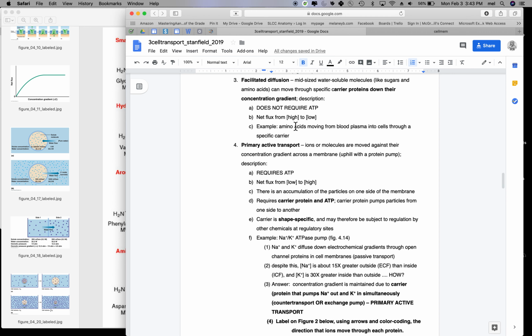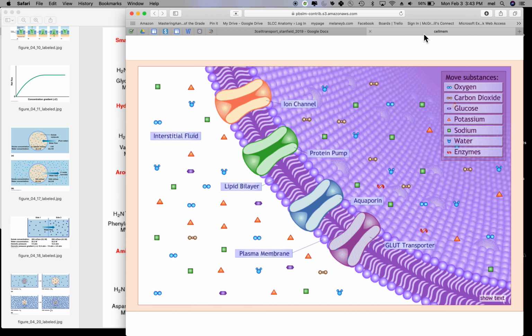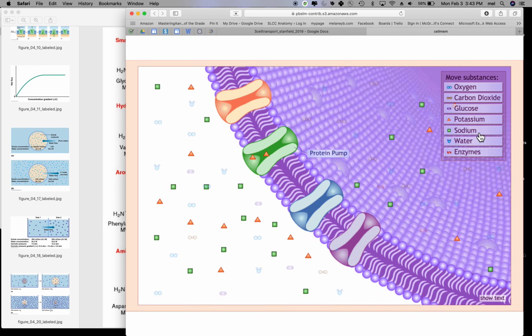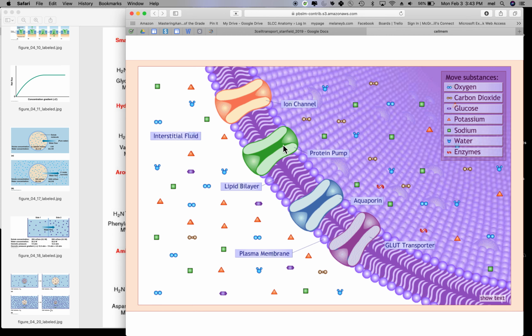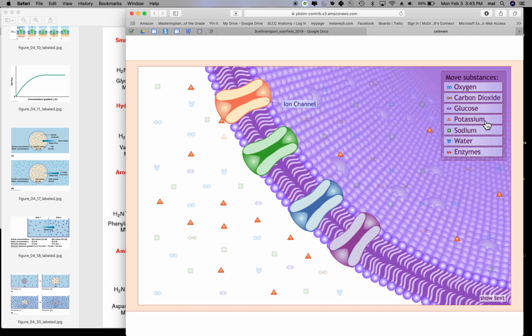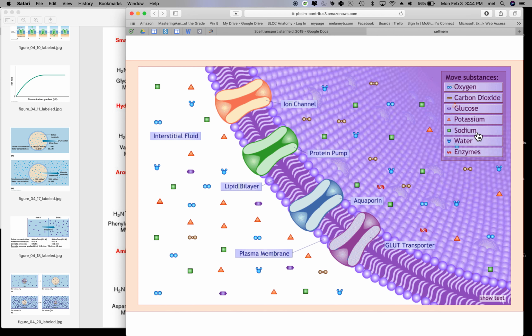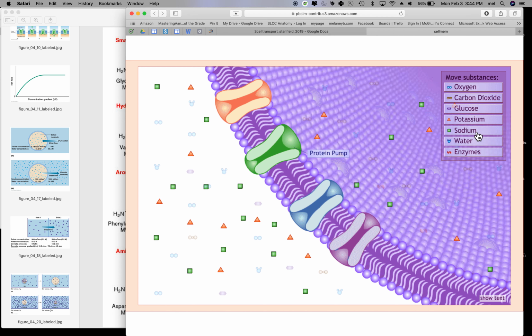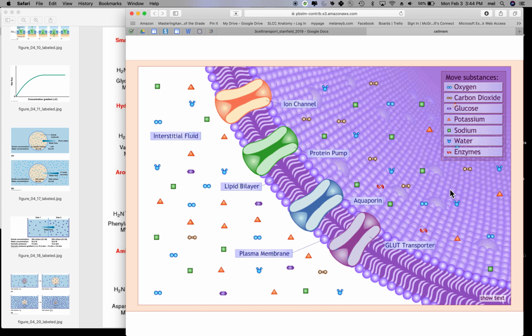The next thing that we are going to do is try to transport them against their concentration gradient. And when we do that, so if for instance sodium was low here, high here, and I wanted it to go that direction, I would have to pump it. Same thing with potassium. Potassium diffuses in just fine by itself, but what if I wanted potassium to go against its concentration gradient? Then I would actually have to pump it.